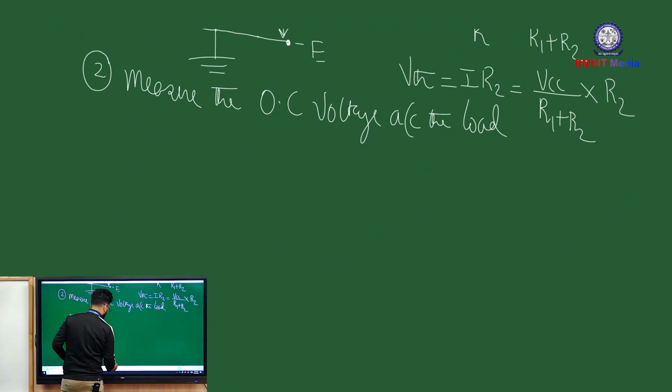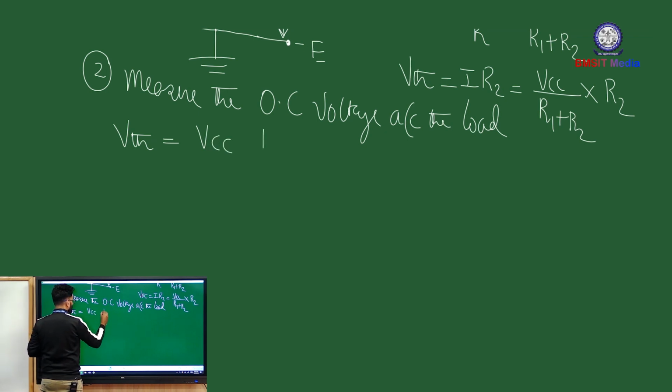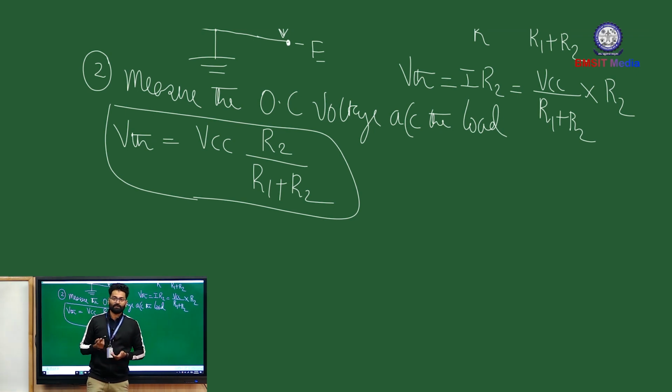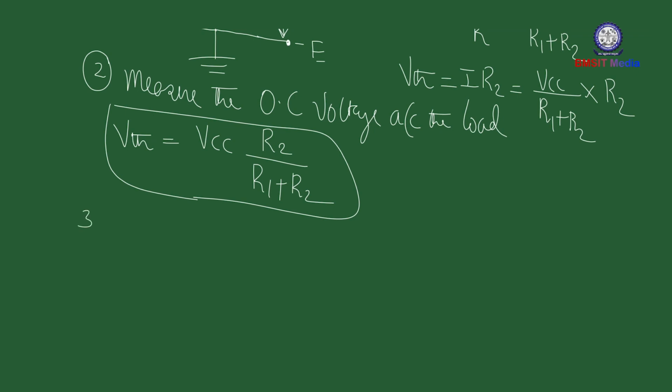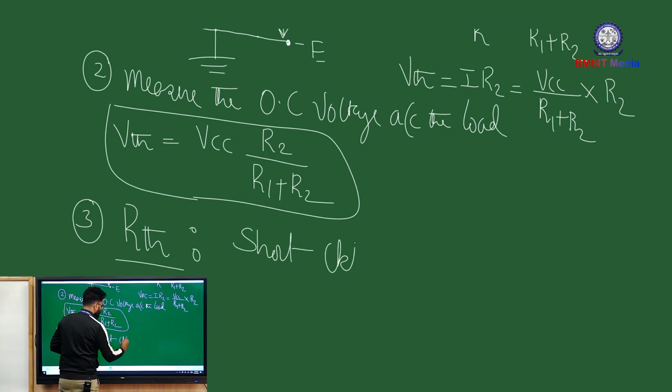If you rearrange, you can give the shape of the potential divider rule. VTH is equal to the main voltage into the resistance across which the open circuit voltage is measured, divided by the sum of the resistance values. That's how you measure VTH. Use this formula to determine VTH. So measurement of VTH is done. Now what is left is RTH. What are you going to do for RTH? You are going to short circuit the voltage source.